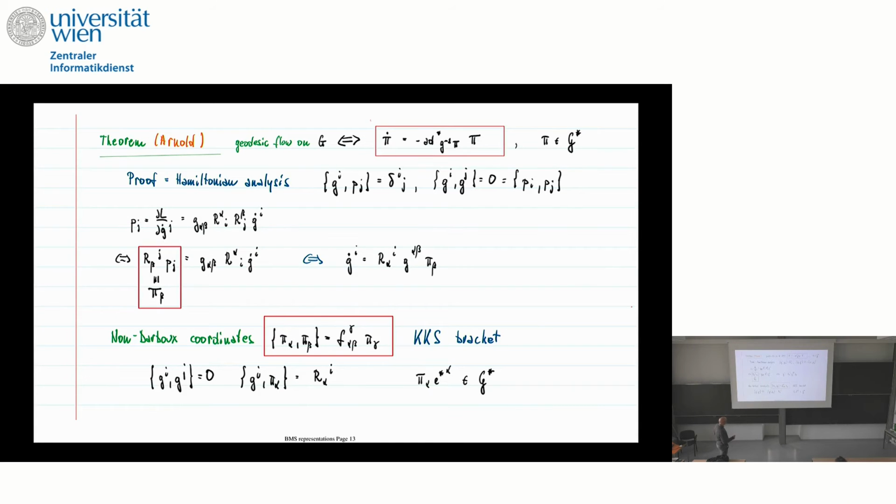This is the non-trivial part of the brackets. The G's still commute, but the G's with the pi's are given no longer by delta, but by this R, which of course at the origin is also delta. And this is an element in G star.